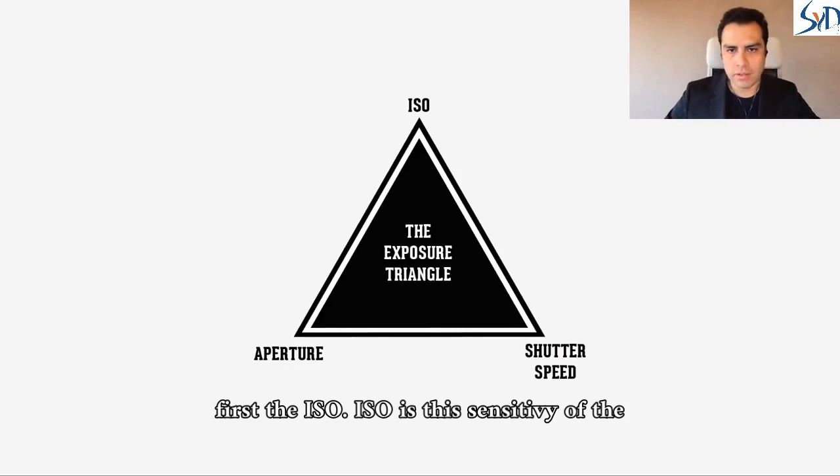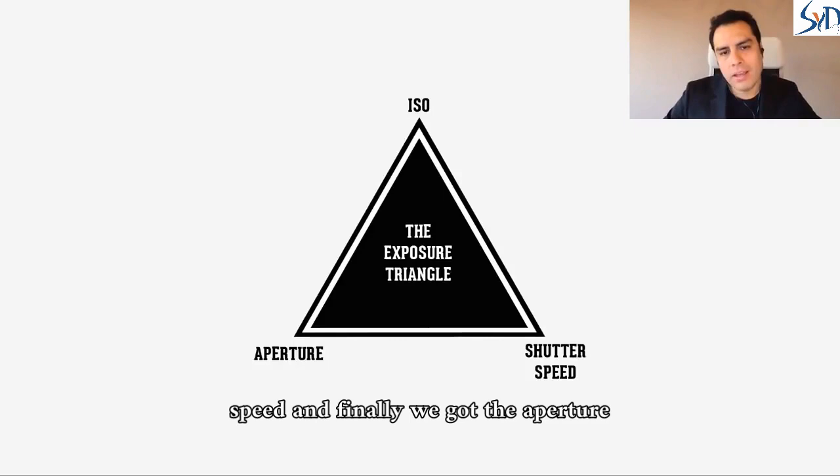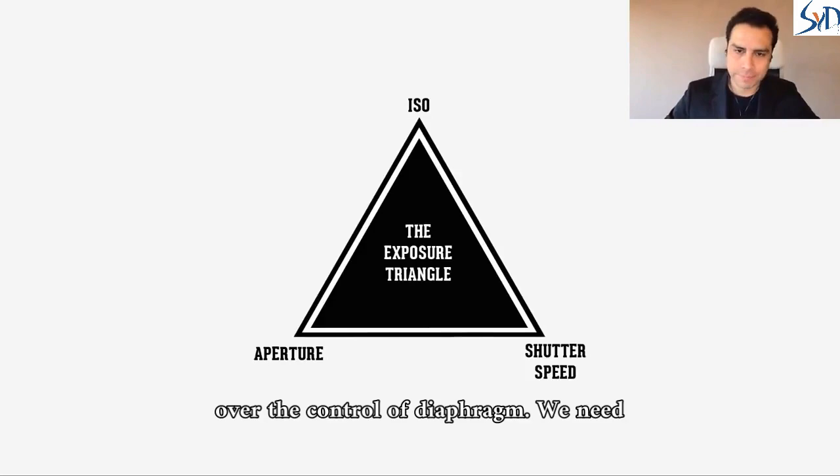ISO is the sensitivity of the digital sensor. Then we have the shutter speed. And finally, we have the aperture, or the control of the diaphragm. So we need to understand these three elements.